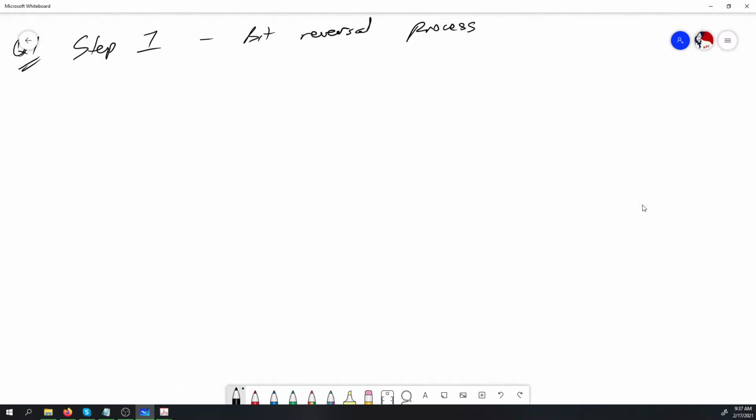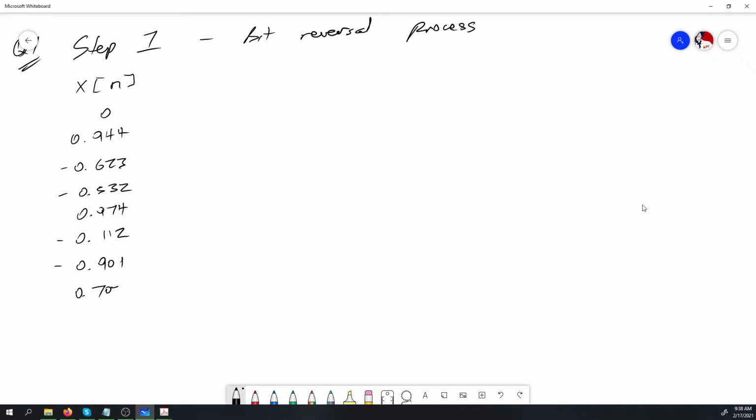We're going to set this up such that we have our x of n given by the values 0.944, negative 0.623, negative 0.532, 0.974, negative 0.12, negative 0.901, and 0.707.